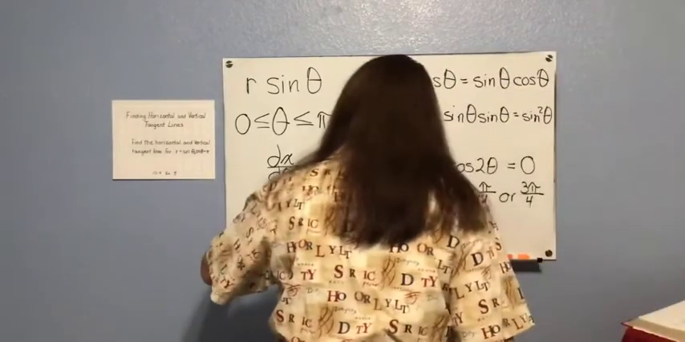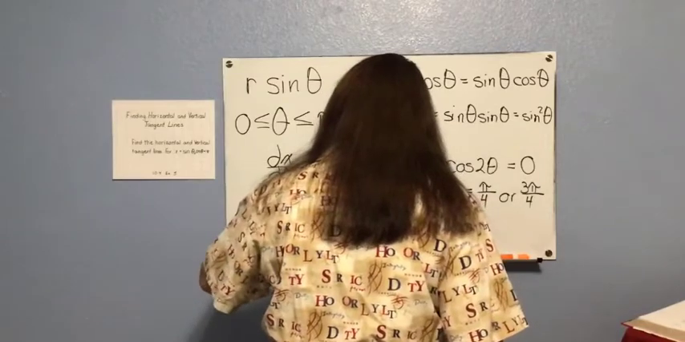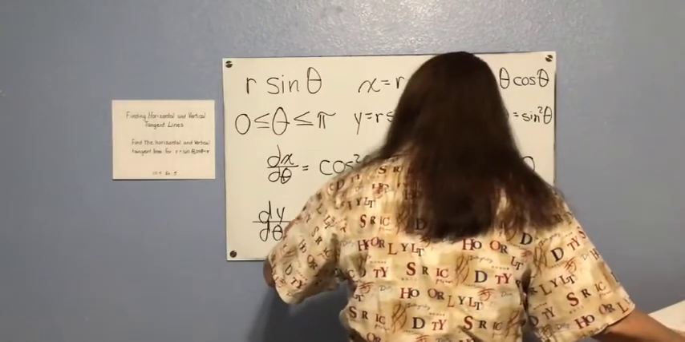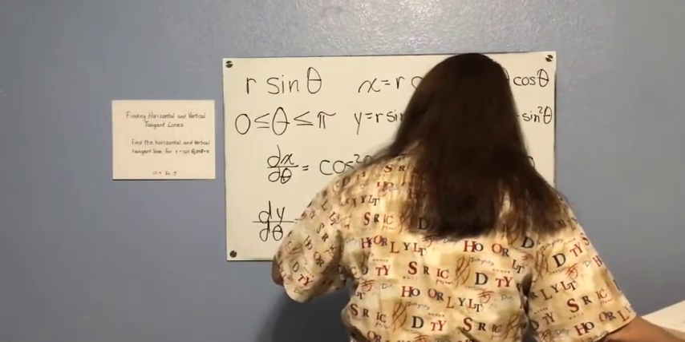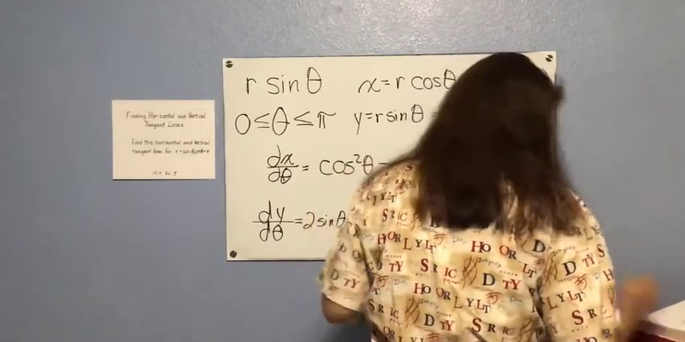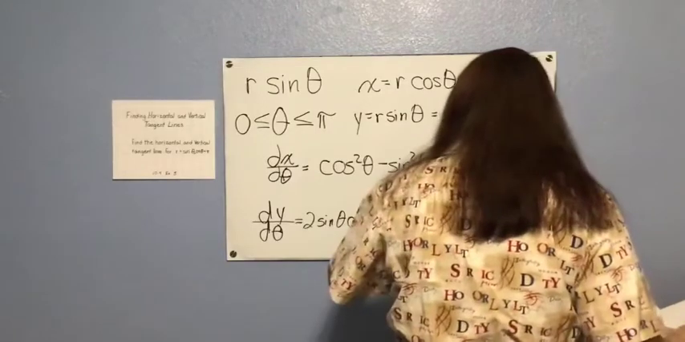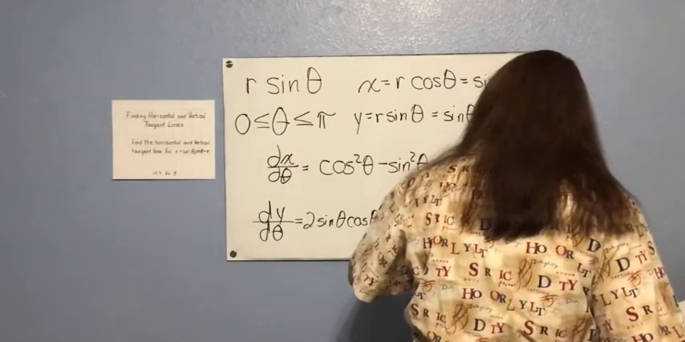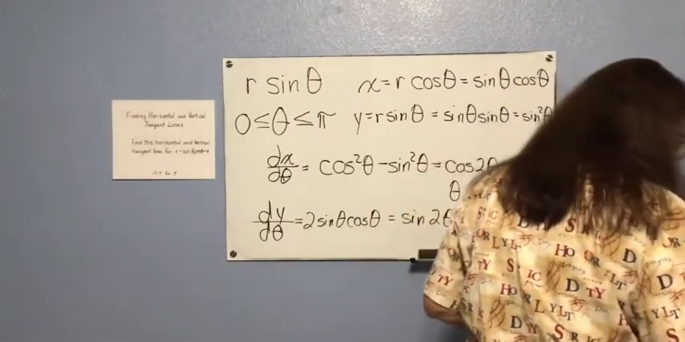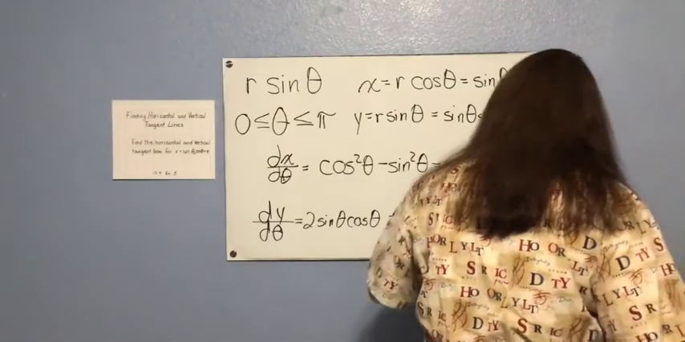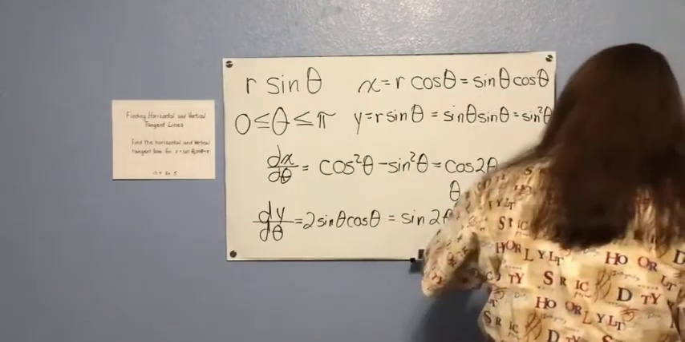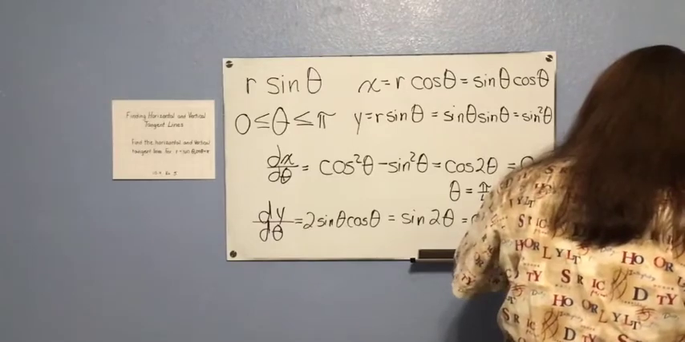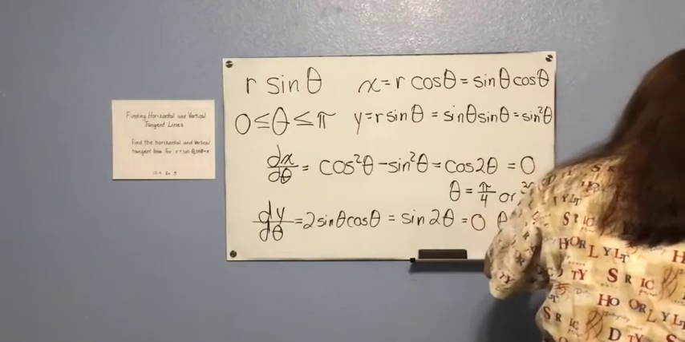Okay, now let's take a look at dy d theta. dy d theta is equal to 2 sine theta cosine theta, which is equal to the sine of 2 theta, which is 0 when theta equals 0 or pi over 2.